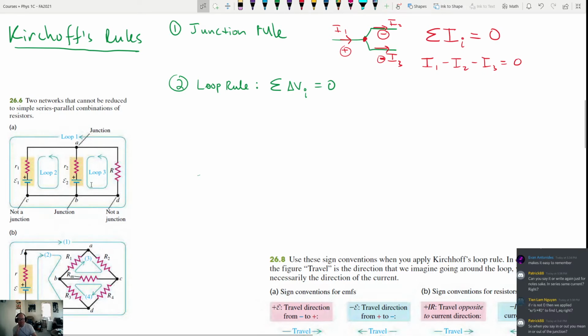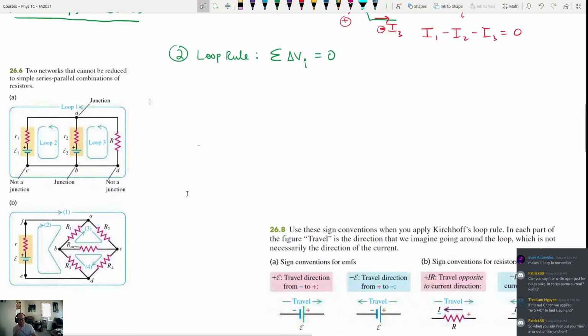And the important thing to notice here is that this circuit cannot be reduced by using simple series or parallel combinations of resistors, as they say here at the top. That's when we have to use Kirchhoff's rules. Can you see that? Even though this resistor is in parallel with this resistor, it's kind of not, because of the fact that there's a battery there.